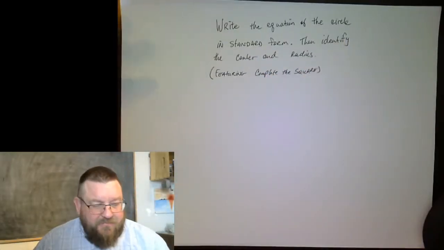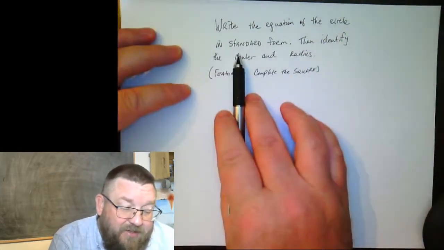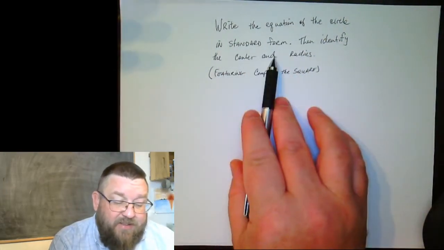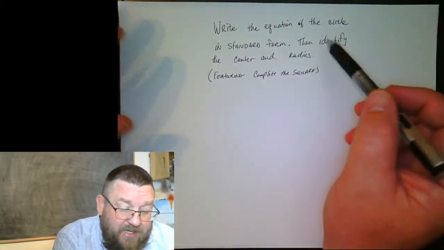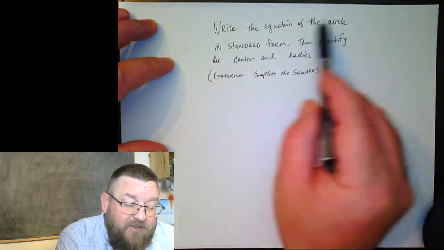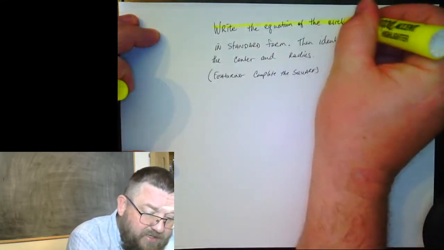So first of all, the instructions might look something like this. It says write the equation of the circle in standard form, then identify the center and the radius. And it might also say graph it. Also, it actually might not even give you this first sentence right here. Here's what I'm trying to get you guys to understand.